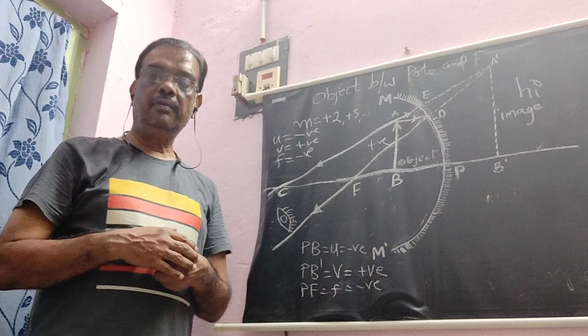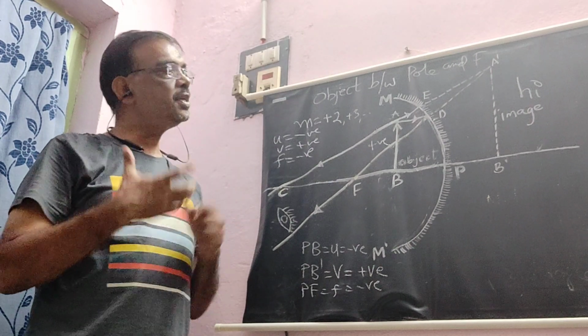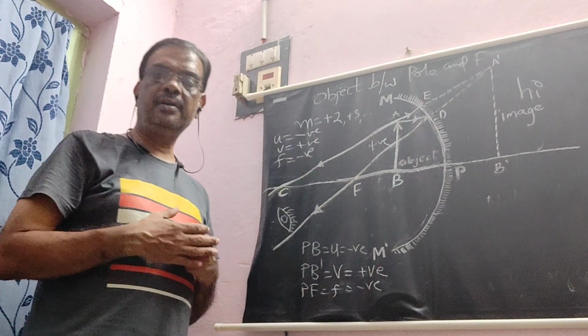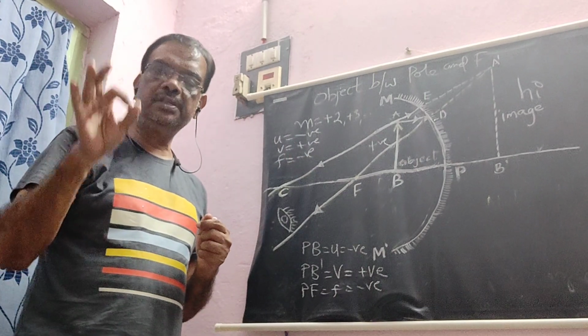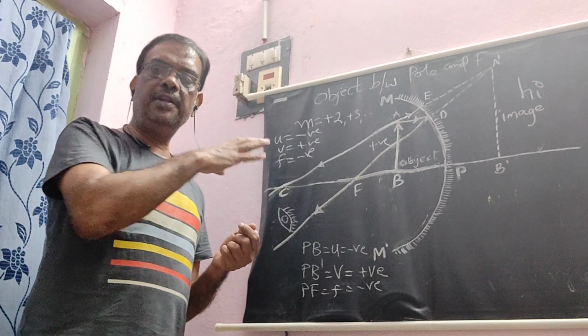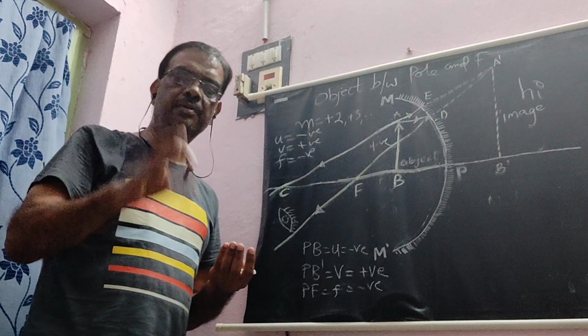Now we will try to apply Cartesian sign convention for this ray diagram. Once again, see this ray diagram. This is a concave mirror. As you know very well, it always forms real and inverted images. Object at infinity: nature of the image is real, inverted. Size of the image is diminished.